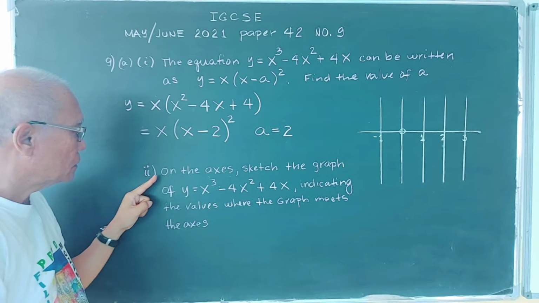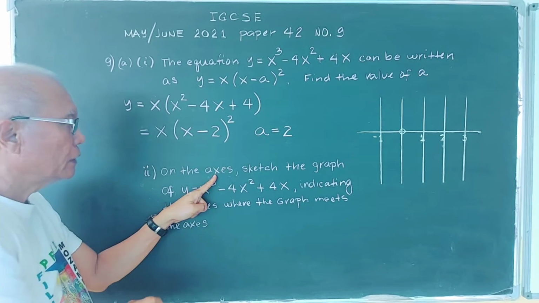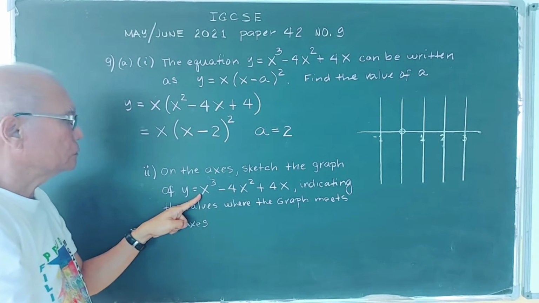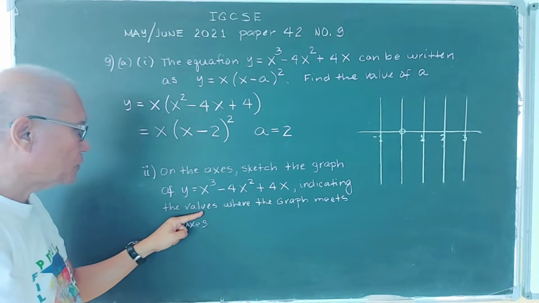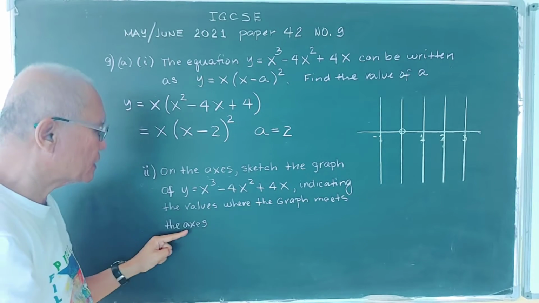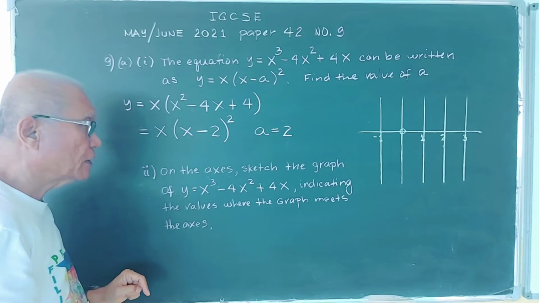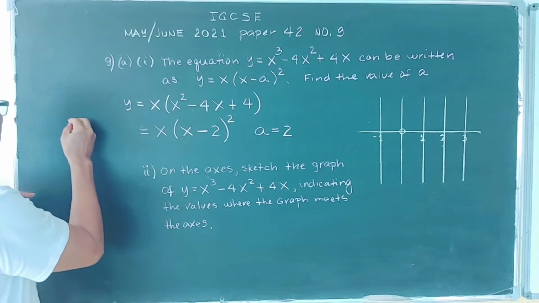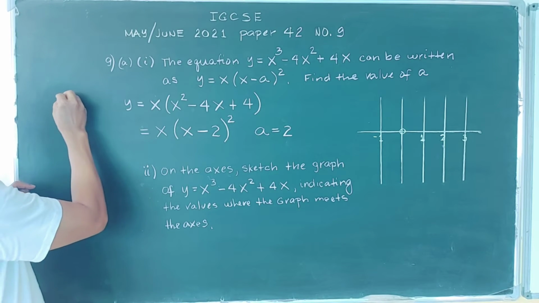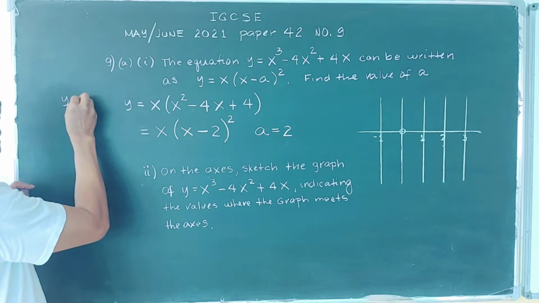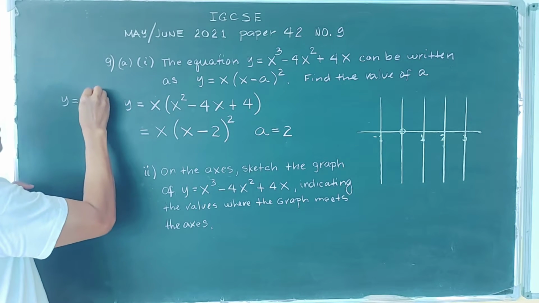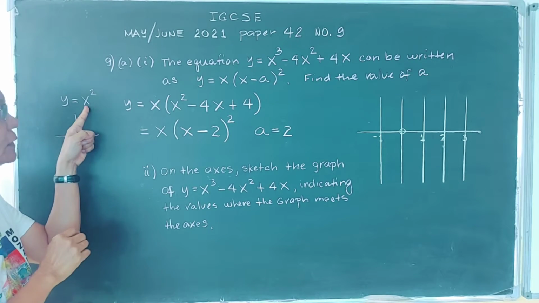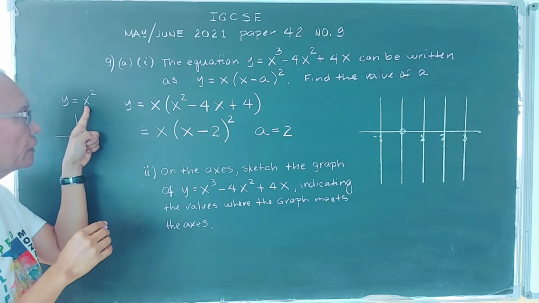Question 2. On the axis there, sketch the graph of our function, indicating the values where the graph meets the axis. So here, let us review some sketching of polynomials. If you have y equals x squared, let's have the end behavior of the curve.